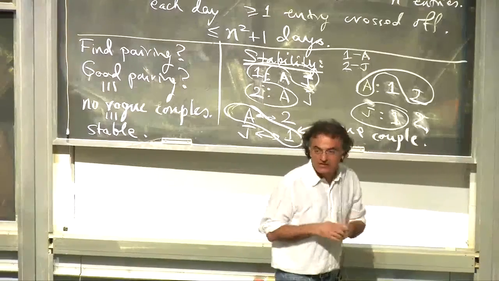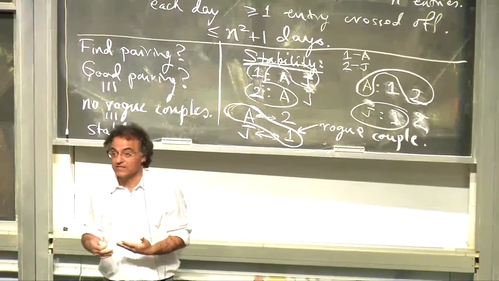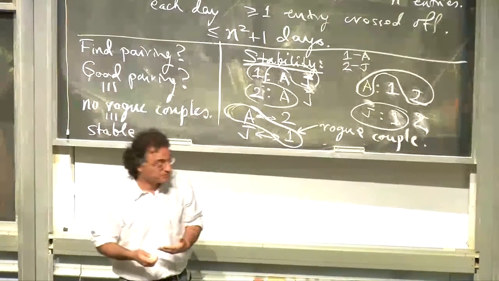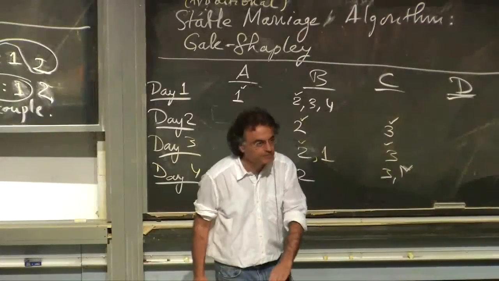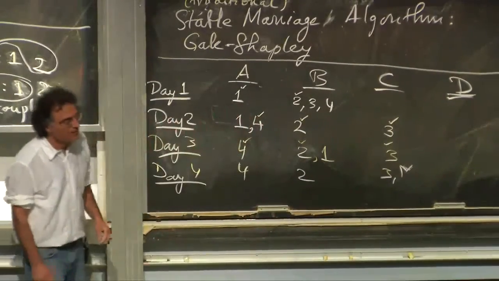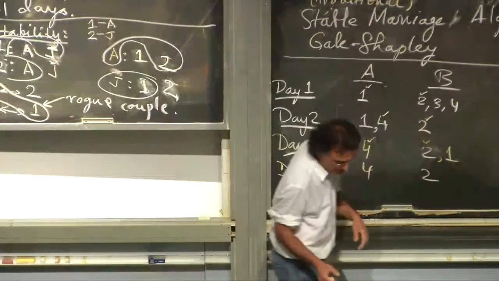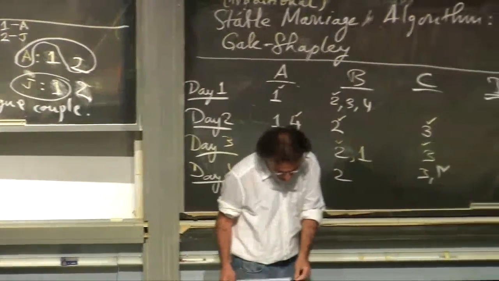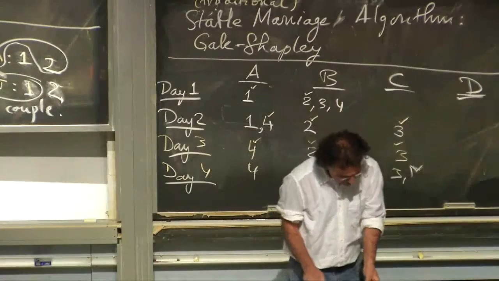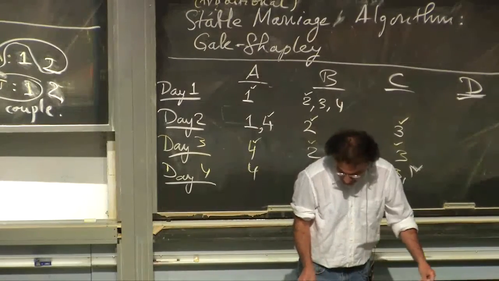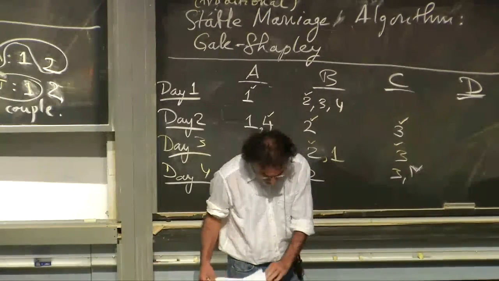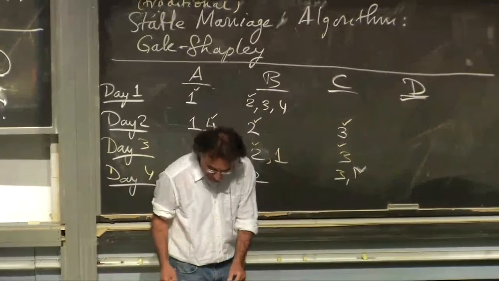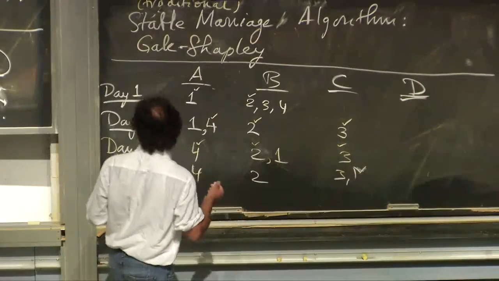Okay, so now let's prove something about this algorithm. Let's prove that it does create a stable pairing. There was this very good question about how do we know a stable pairing even exists.